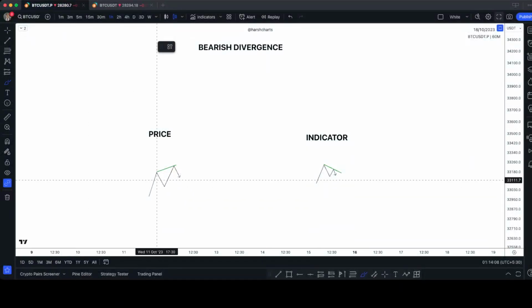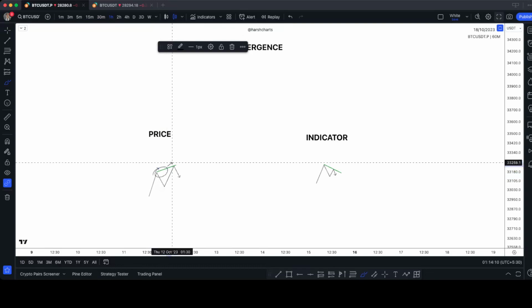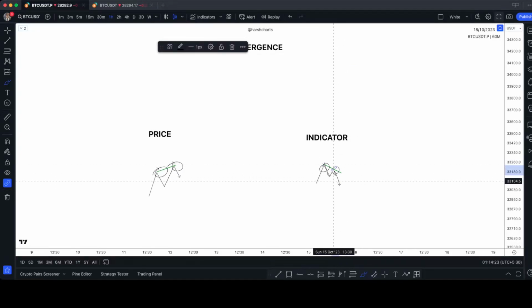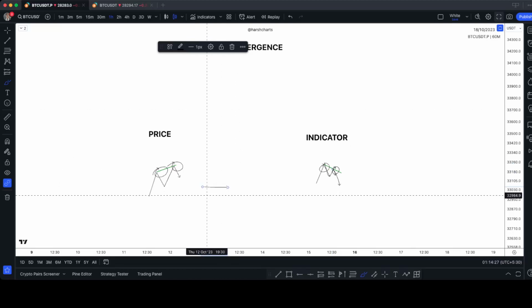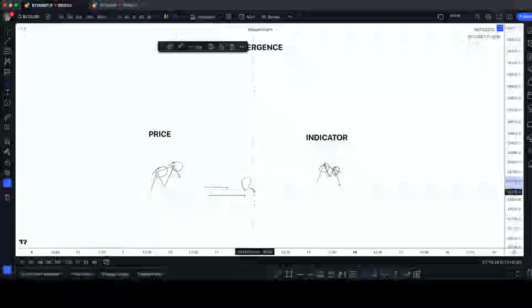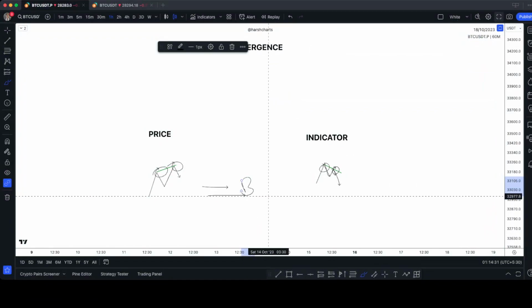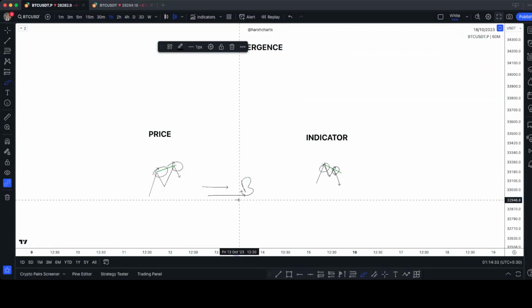So again, let me elaborate for you all. If you see here, we are making higher highs in the price: higher high, higher low, and higher high. But on the RSI, it's making a lower low and lower high, and then a lower low. So the price is going up while the RSI is looking down. This is called a bearish divergence.